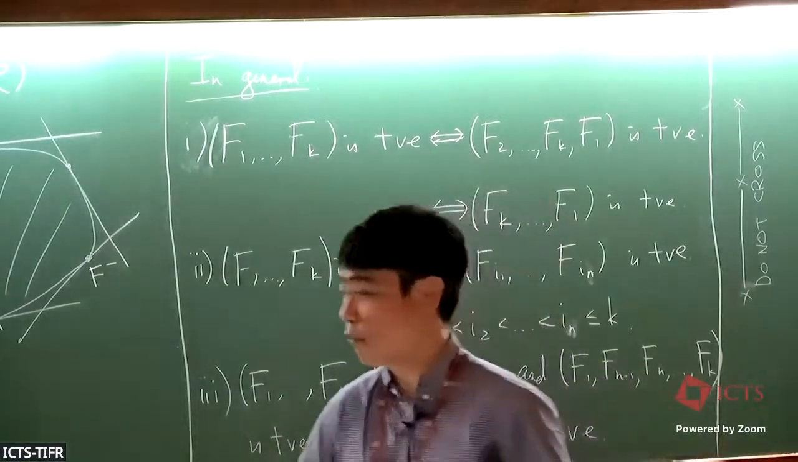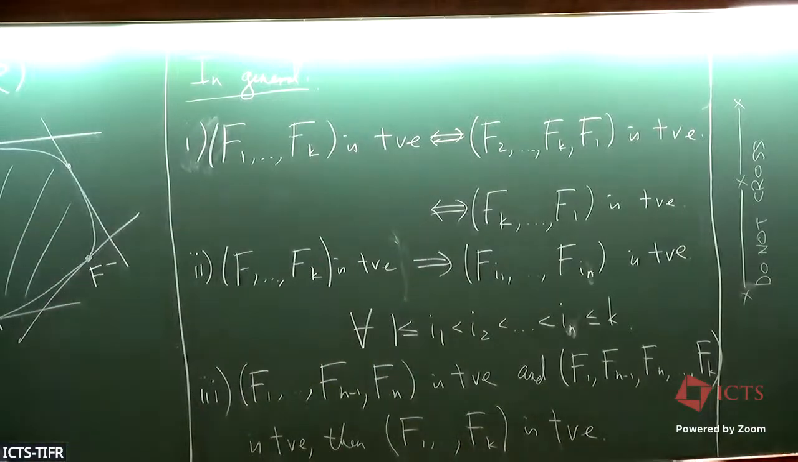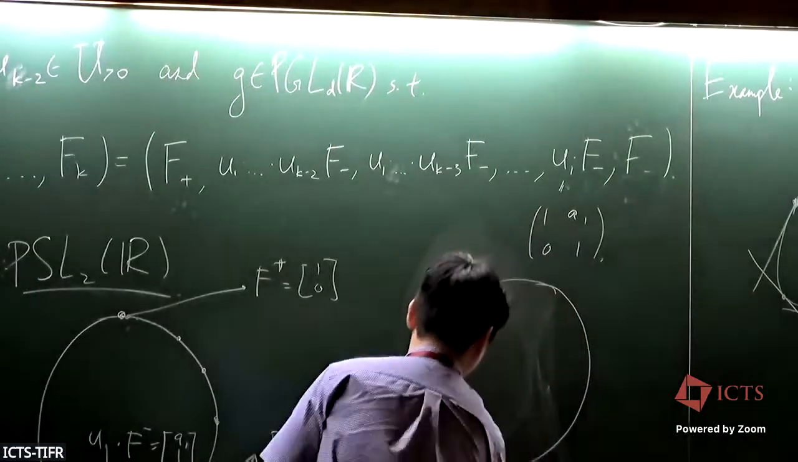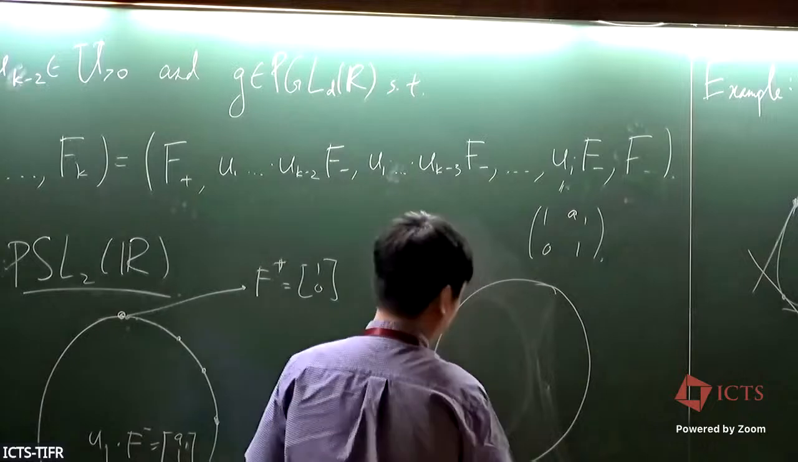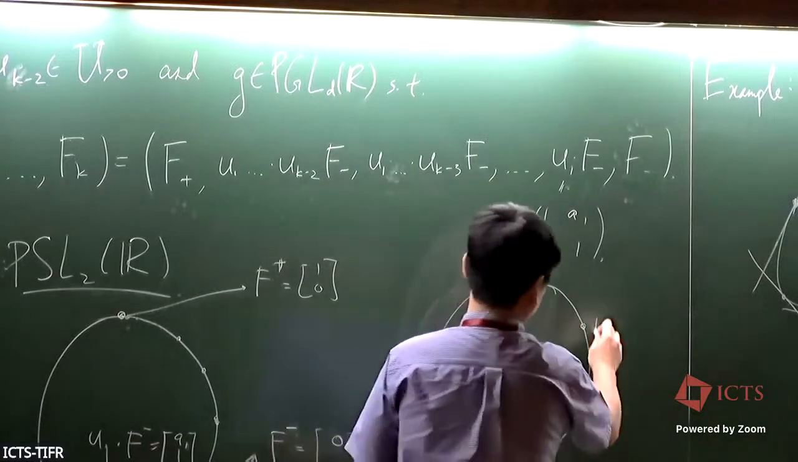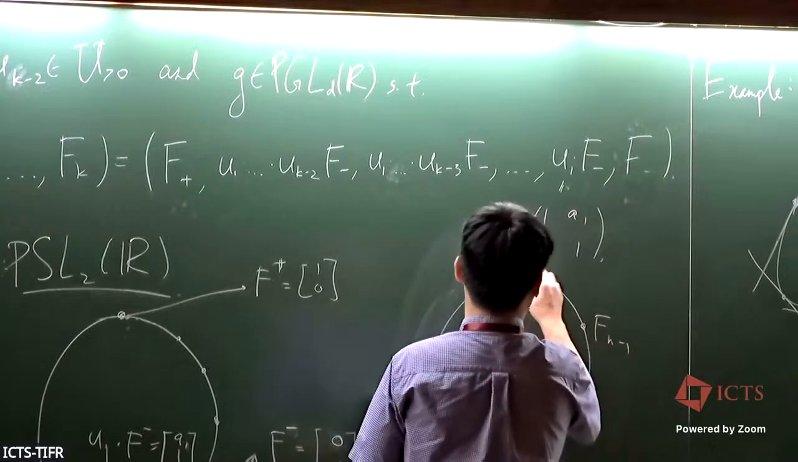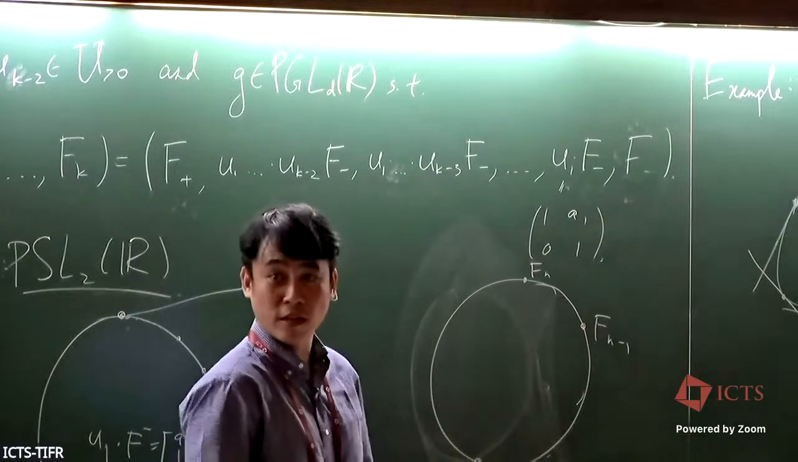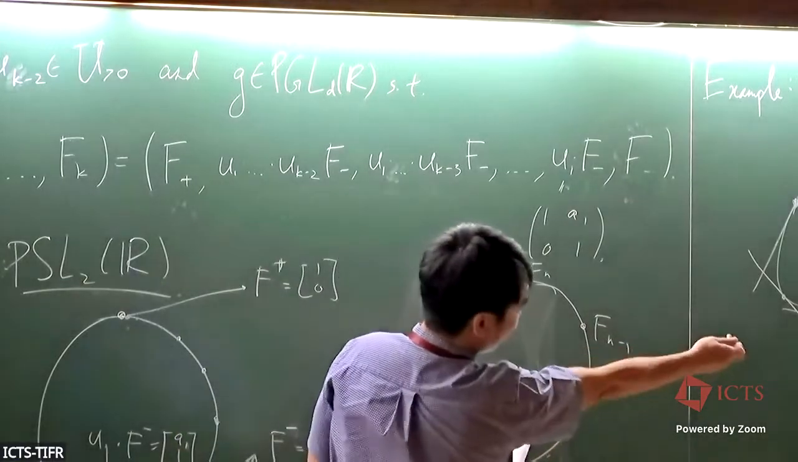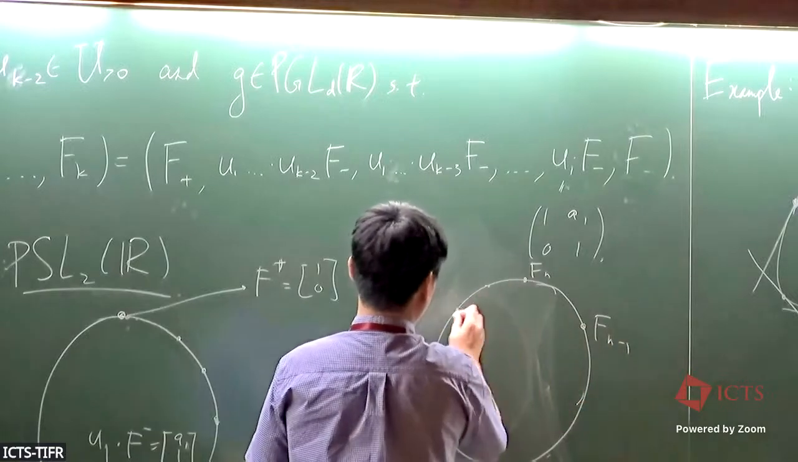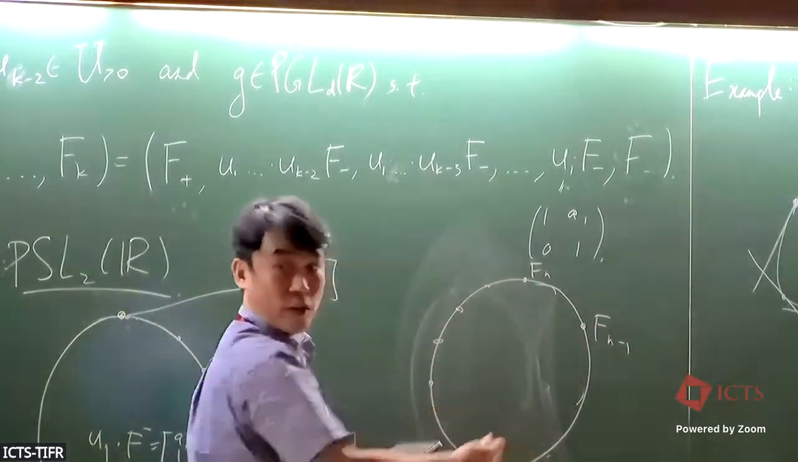Okay, so let me draw a picture. Let's look at what this is saying in the SL2R case. Suppose I have a flag F1, and then I have a tuple, F1 all the way to Fn minus 1 and Fn, and you have a bunch of other flags along the way. That's my first tuple. My second tuple starts with F1, Fn minus 1, Fn, and I have a bunch of other flags along the way to Fk.